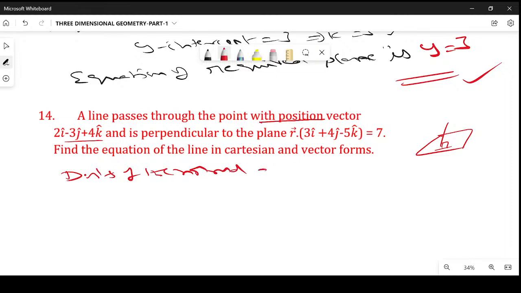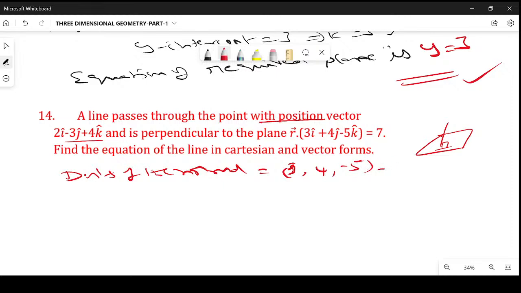DRs of the normal is equal to, it comes 3, because these are n bar is equal to 7... 3, 4, minus 5. 3, 4, minus 5 will be the DRs of the normal.